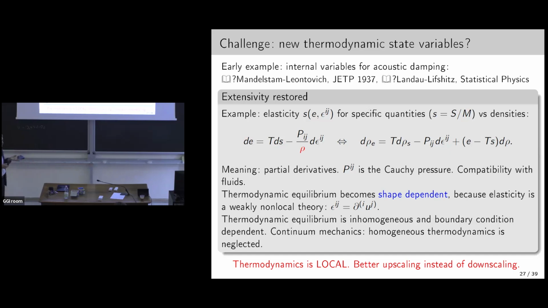So some part of thermodynamics, especially in this case with gradients, the thermodynamic equilibrium, as we have seen, at least the ideal gradient system mechanical equilibrium will not be homogeneous.